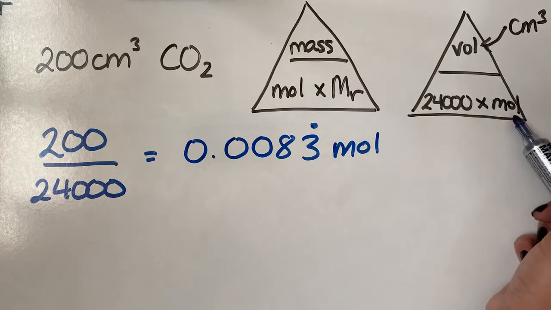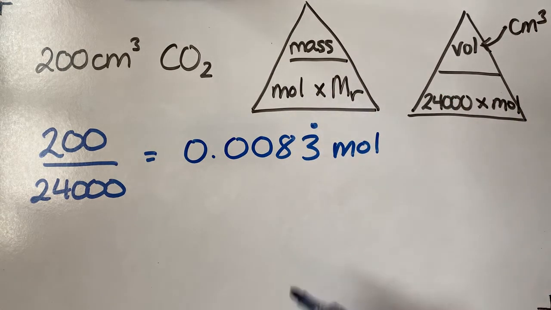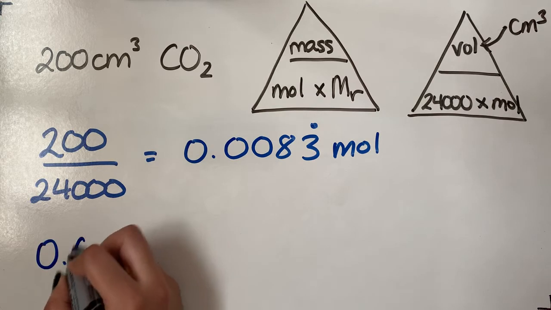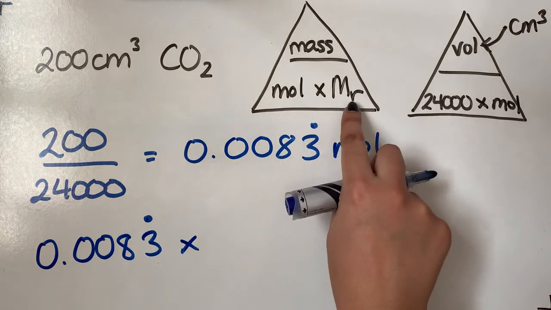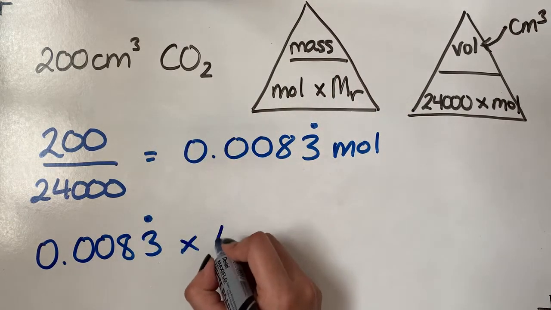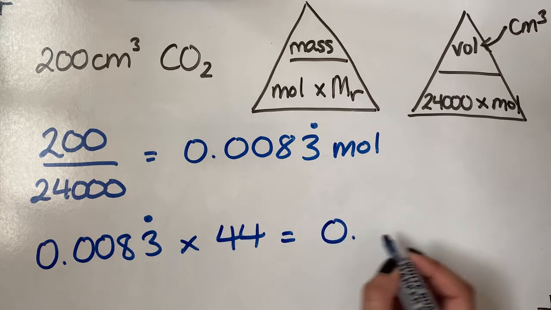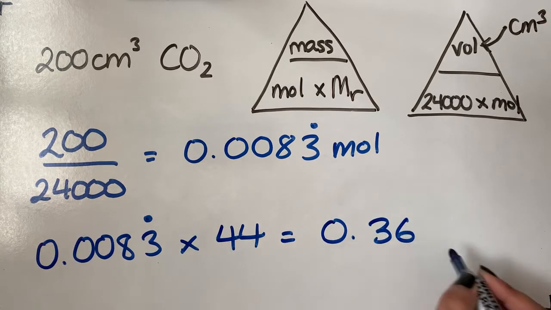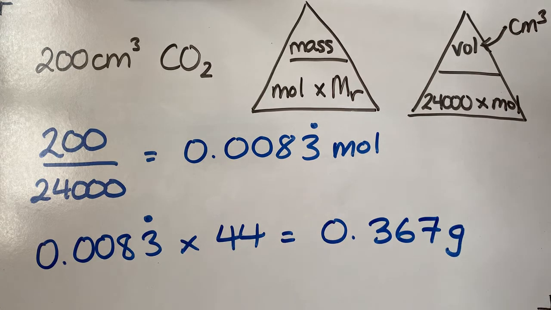You work out the moles in one, and then you plug that into the next equation to work out the mass over here. So we're going to do 0.0083 recurring multiplied by the molar mass of carbon dioxide, and that's going to give us our mass. The molar mass of carbon dioxide is 44. So we now multiply that by 44, and that gives us an answer of 0.36 recurring, which when rounded to 3 significant figures will give you 0.367 grams.